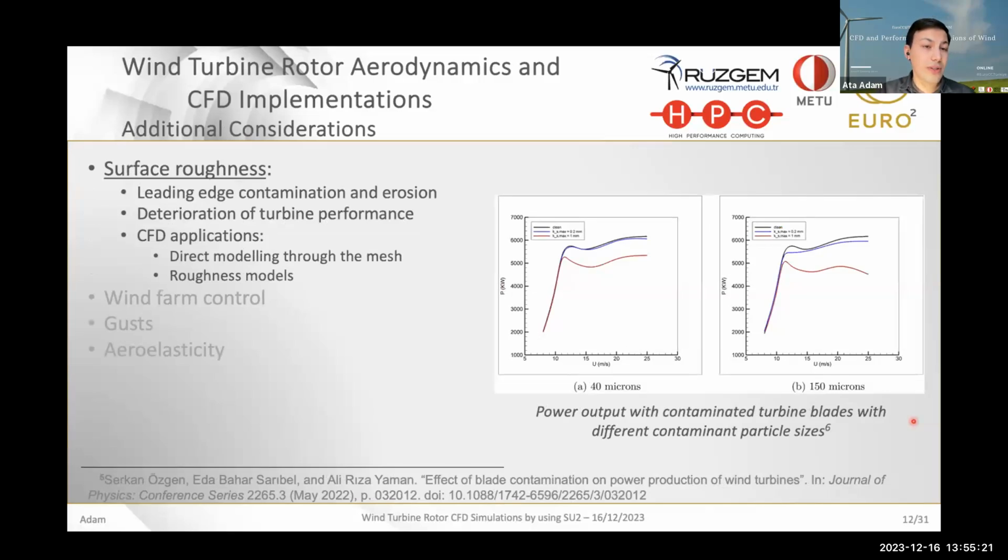We can also consider some additional elements like the surface roughness. We have leading edge contamination and erosion usually on commercial wind turbines. It reduces the turbine performance, and in your CFD you may either directly model it through your mesh by simply modifying your airfoil surface or blade element surface, or you may use roughness models to model this surface roughness.